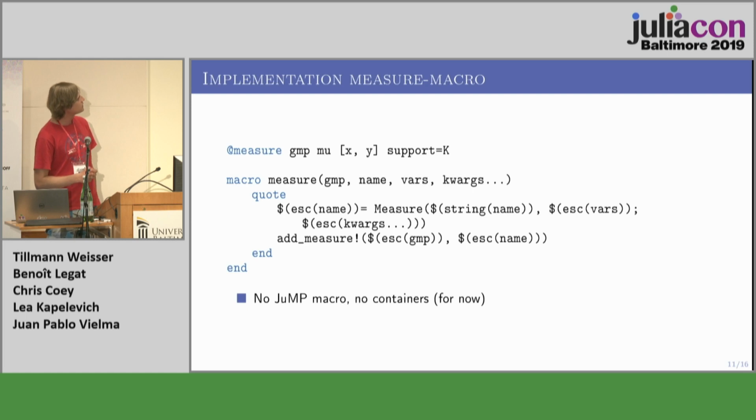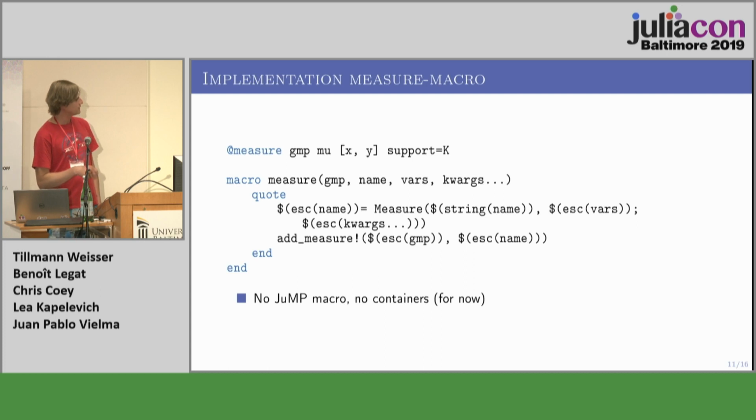Okay, and because this measure is now not a JuMP variable, I had to create this macro here, on my own. It's a bit ugly, but you just have to create this block quote, where I say, okay, I create a measure with the name acting on variables and having some optional arguments, and then I add the measure to my generalized moment problem.